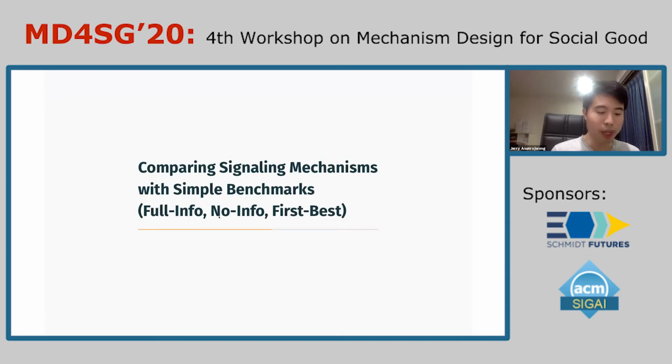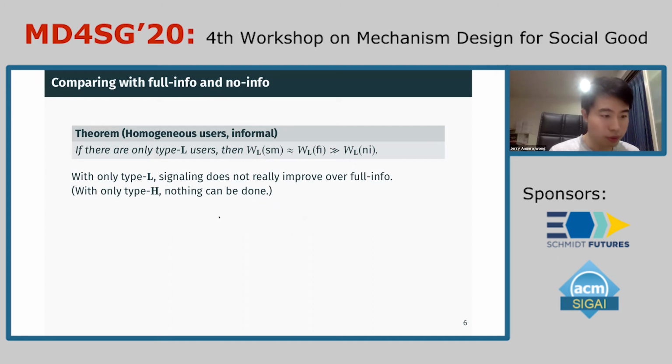Now we look at our main results, comparing signaling mechanisms with simple benchmarks. The benchmarks we compare to are full information, no information, and first best, or admission control. First, we compare with full info and no info.